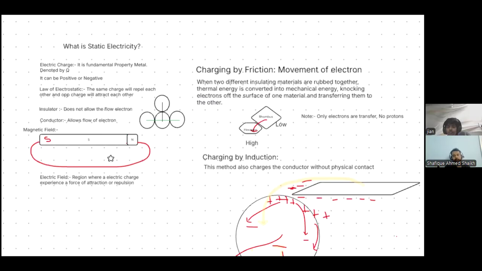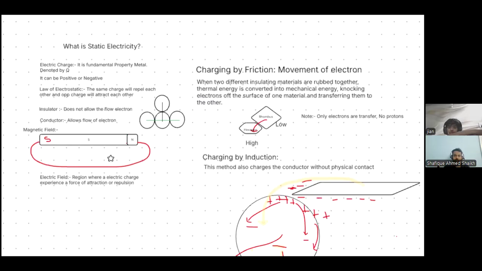How many materials are required to generate static electricity? Two. Okay. Why doesn't it happen in the insulator? Because they don't allow the electrons to flow as freely as conductors. So it's not possible for insulators to conduct static electricity.